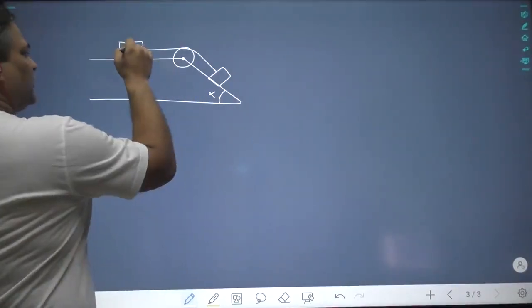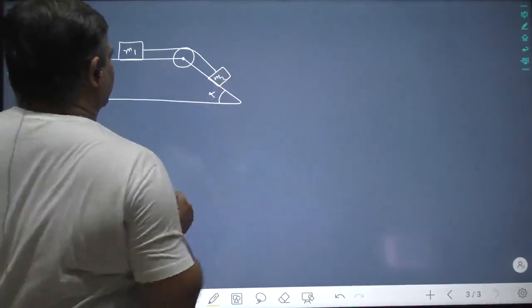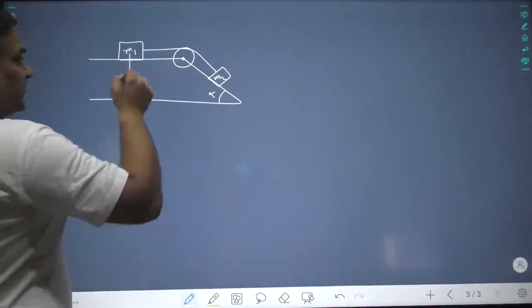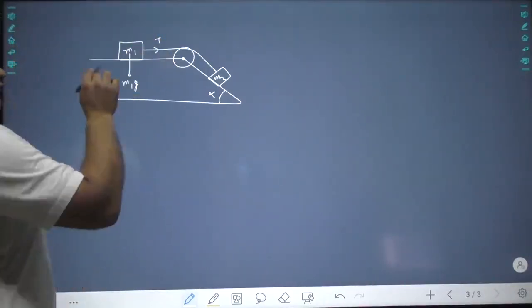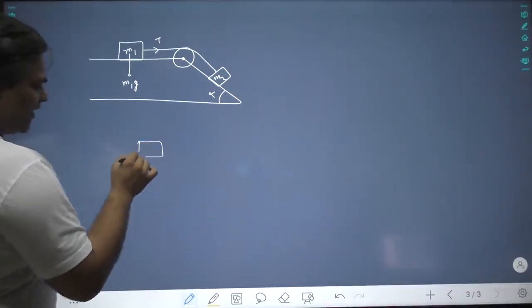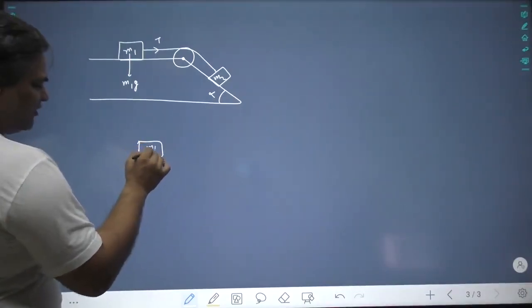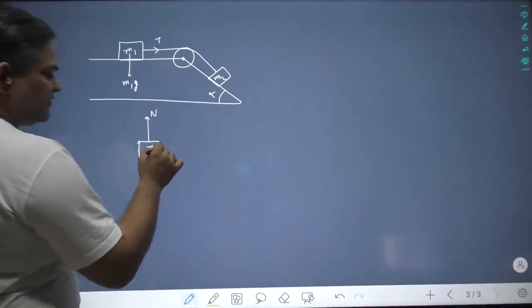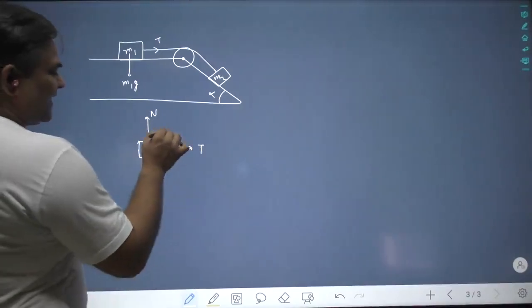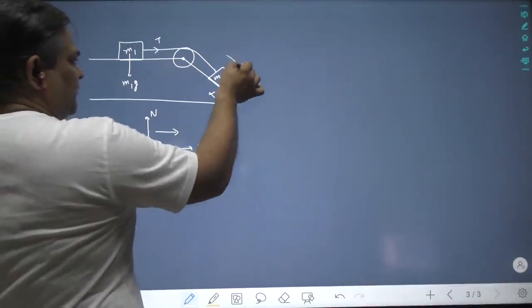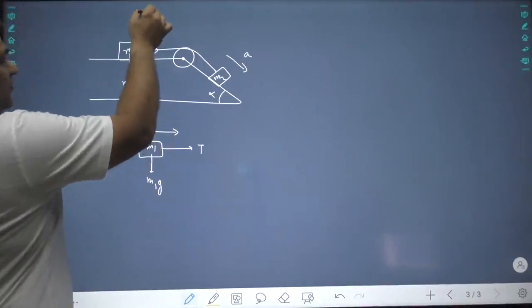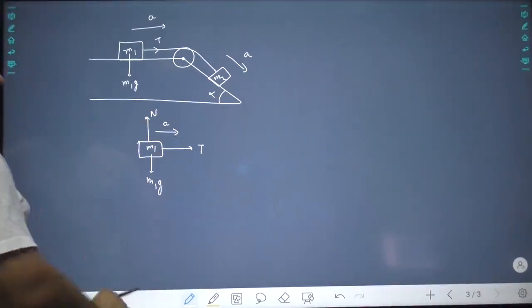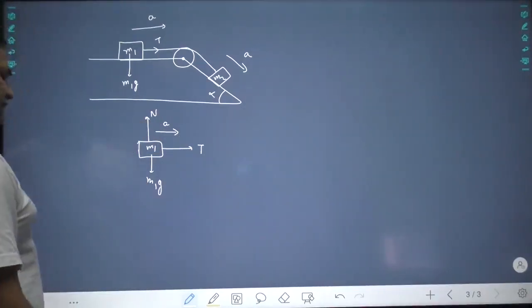Now, let us call this mass M1. Let us call this mass M2. So M1G is acting downwards. This is the tension. Now for M1, if I write down: M1G is acting downwards, normal is acting upward, tension is acting here, and it will definitely have an acceleration because this is pulling it down. So same acceleration A. How many of you got this right, this free body diagram? I got it right. Very good.